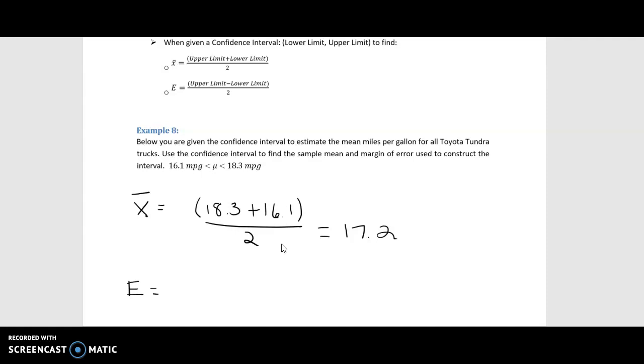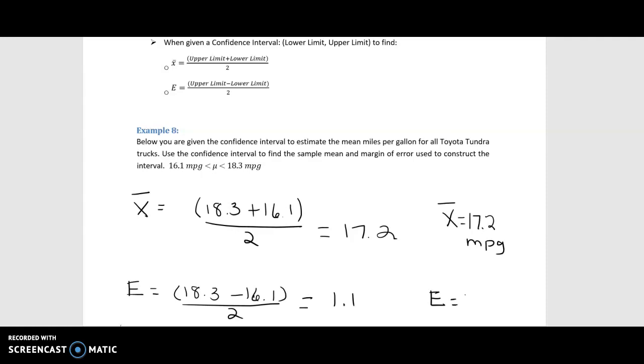And to find the margin of error, you take the difference between the upper limit and the lower limit and divide by 2. So you end up with 1.1, right? So your sample mean is 17.2 miles per gallon. And your margin of error used to construct this interval was 1.1 miles per gallon. Okay, and that is it for 7.2.